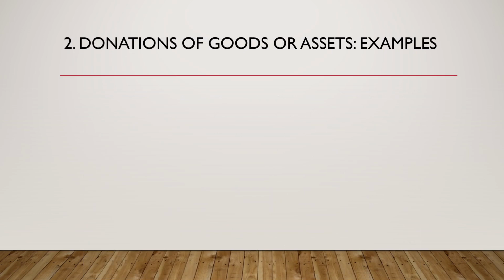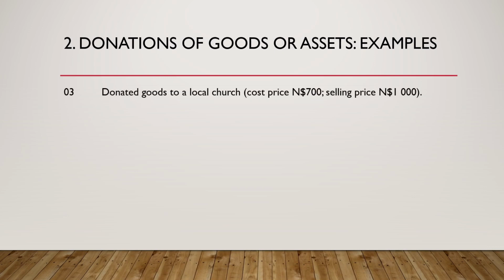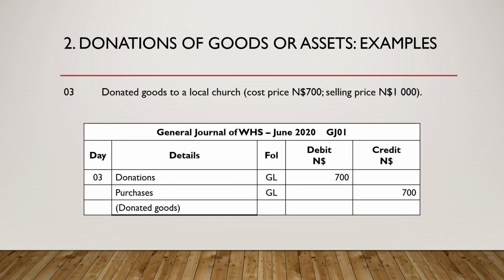Number 2, we're going to look at donations of goods or assets examples. On the third, donated goods to local church, cost price $700 million, selling price $1,000 million. So on the third, debit donations with $700 million and credit purchases with $700 million. And your narration, donated goods. Remember, we will always record these transactions at the cost price of the goods that were donated or taken.